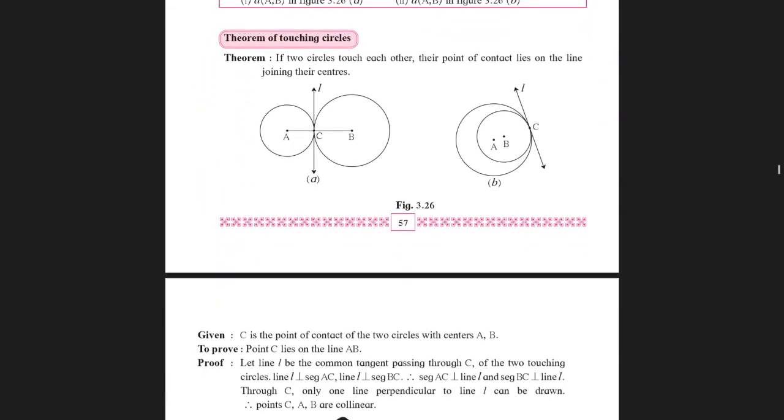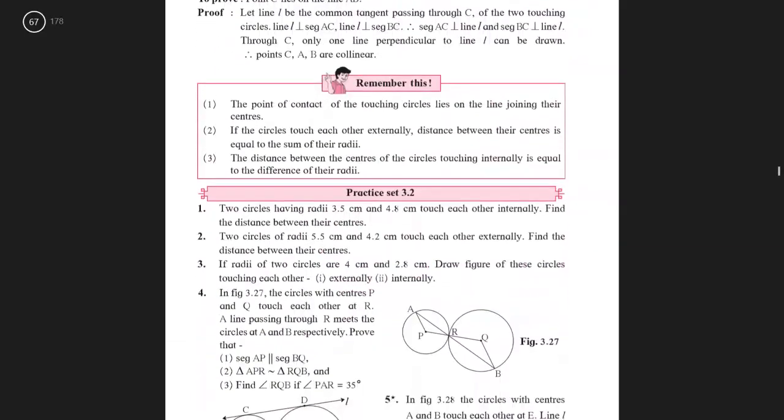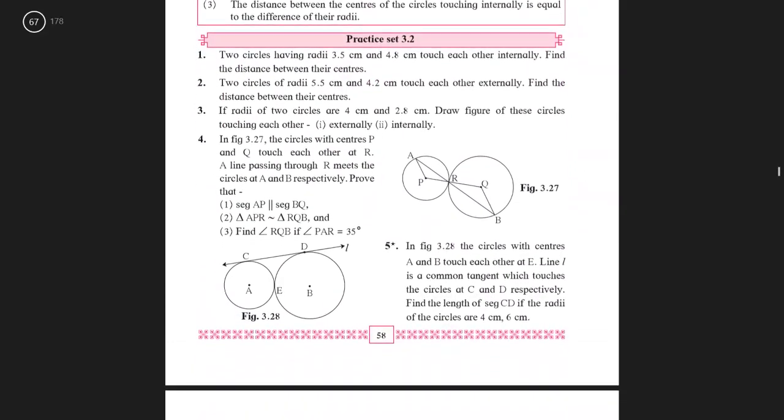Okay. Next. This theorem says if two circles touch each other, their point of contact lies on the line joining their centers. Okay, as shown in the figures A and B. Now we go to exercise 3.2.